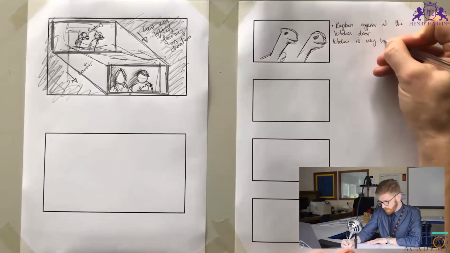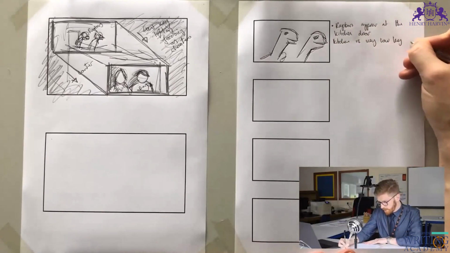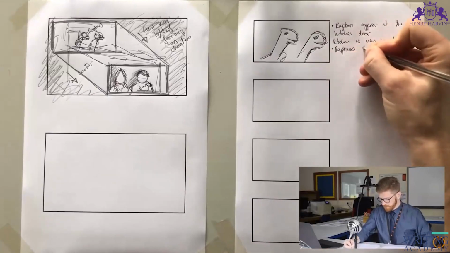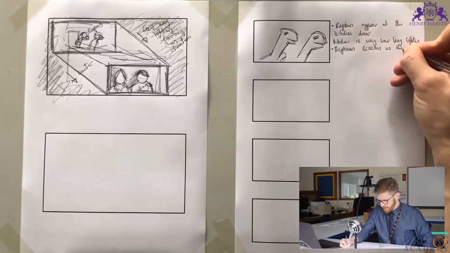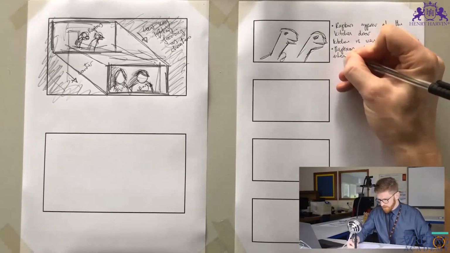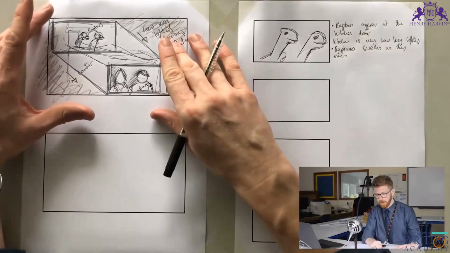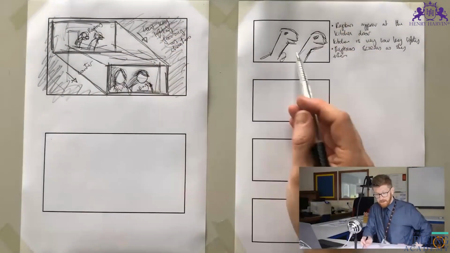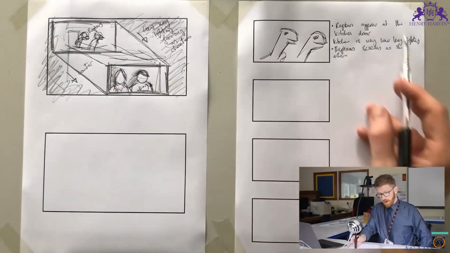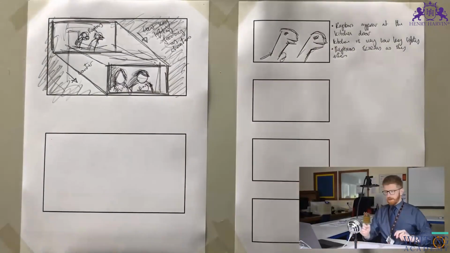Kitchen is very low-key lighting. Raptors scream as they enter. So much of what the pictures are doing for us here, if you can't draw any dinosaurs any better than this, then you've got to rely more on this actual text work.